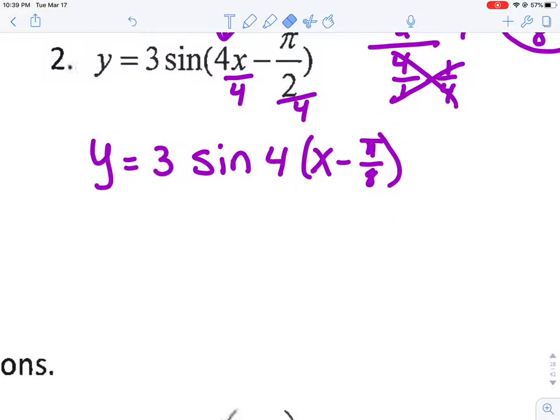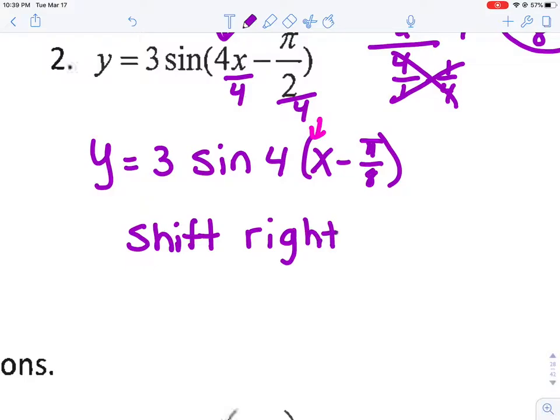So now I have nothing in front of my x, or my coefficient is 1 in front of the x. So I now know that this is going to shift. It's a negative, so it's going to go right pi over 8.